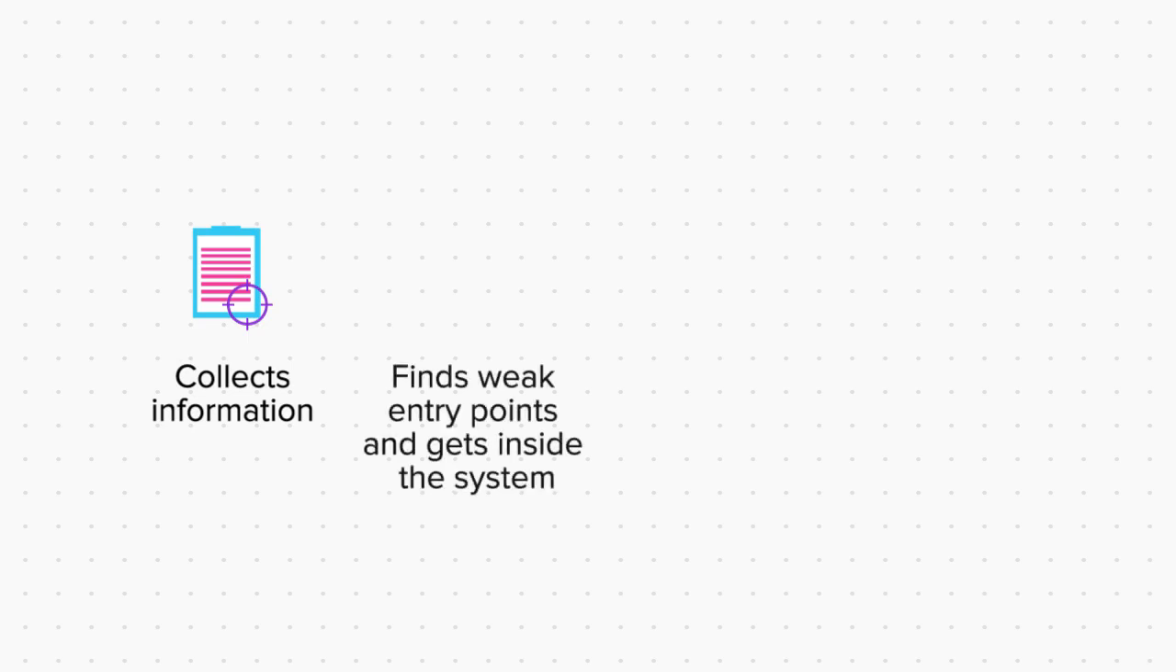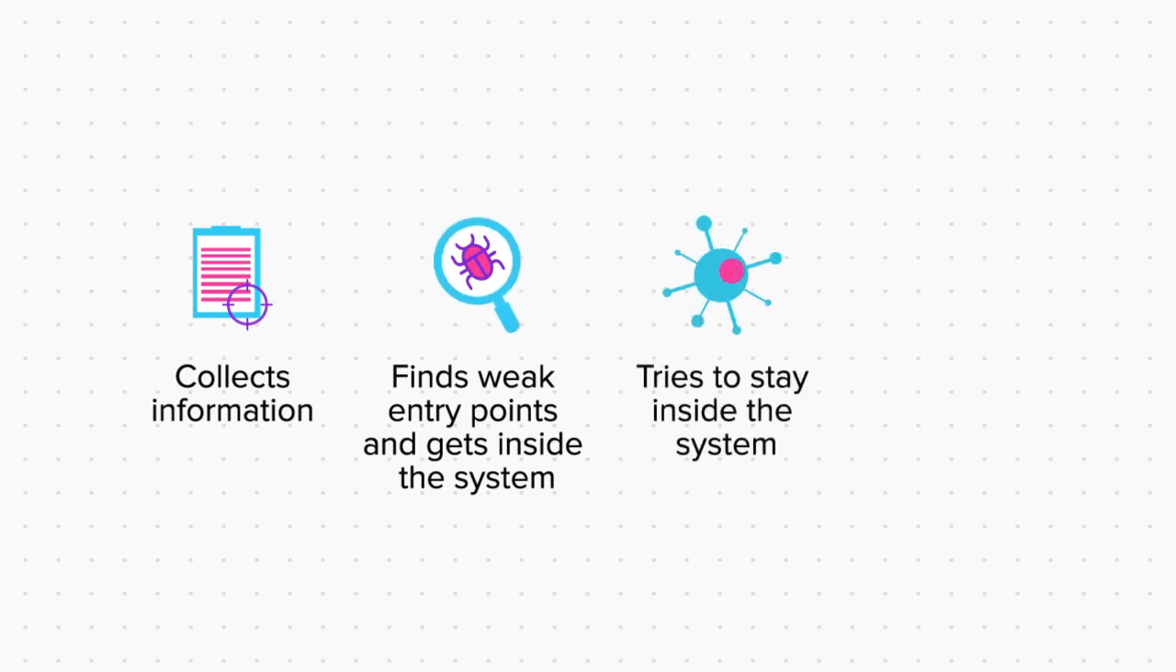A hacker first collects information about the target before actually attacking it. Then, he uses this information to find weak points in a system and exploits them to get inside the system. Then, he tries to stay inside the system till the time his work is over. And finally, when his testing or attacking is complete, he clears all tracks so that nobody can trace him. These are the basic steps almost every hacker follows.